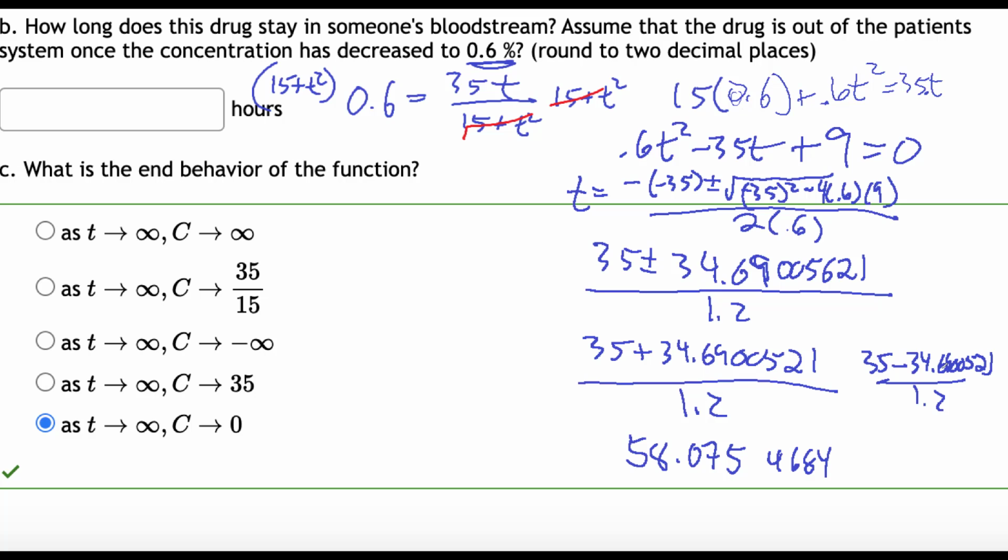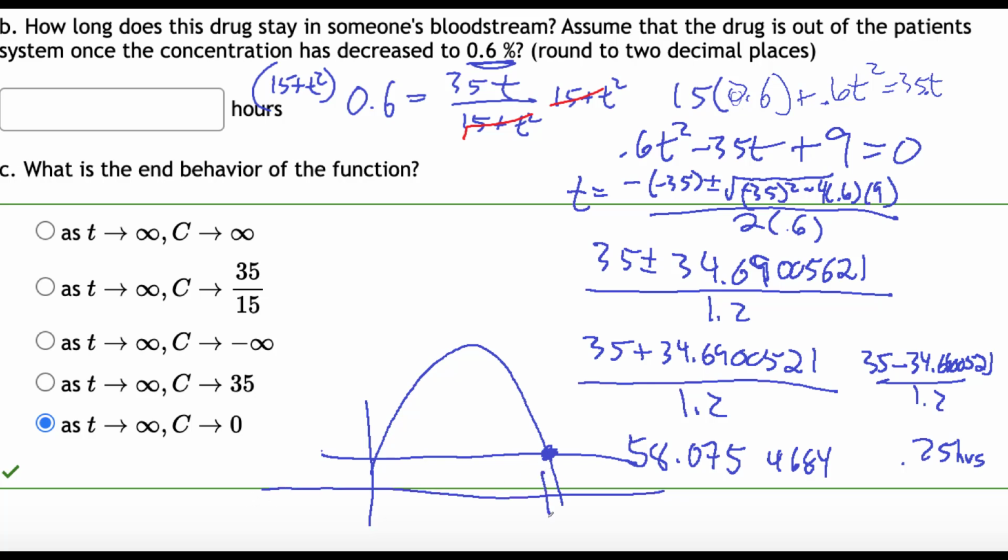So we're looking at the longer term before it comes out of the system. This number is going to be right after it gets into the system. So 35 minus this 34 number, divided by 1.2, we get 0.25 hours. So that's going into the system. This is coming out of the system. Think of it like this: I'm trying to get down to this certain number here. It's time after they take it. Coming out of the system would be here on my x-axis, 58.075 hours. So this is the answer that they're looking for.